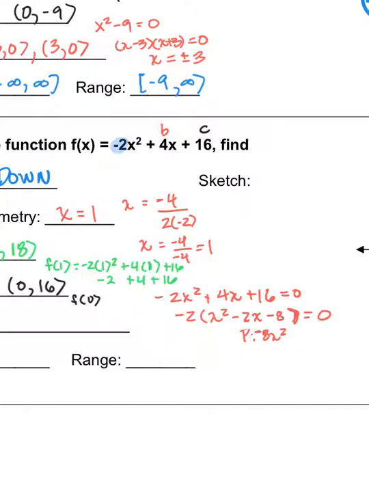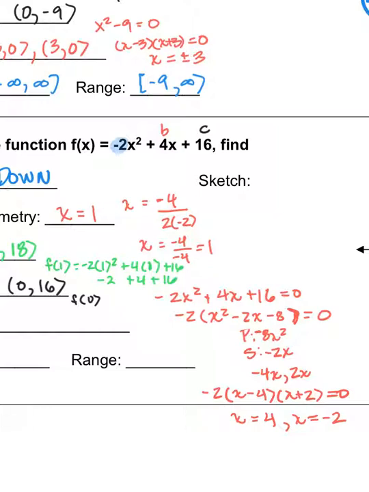So my product would be -8x squared, my sum would be -2x, and so my two factors would be -4x and positive 2x. And because if I'm looking inside the parentheses, that lead coefficient is 1, I can factor this mentally. Negative 2 times x minus 4 times x plus 2 is equal to 0. And so my two solutions would be x equals 4, x equals negative 2.